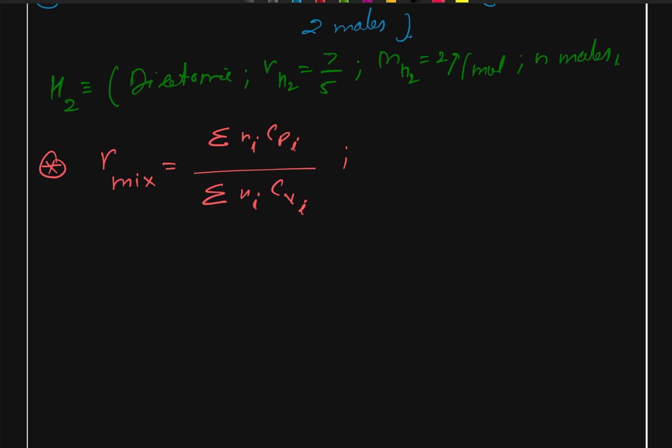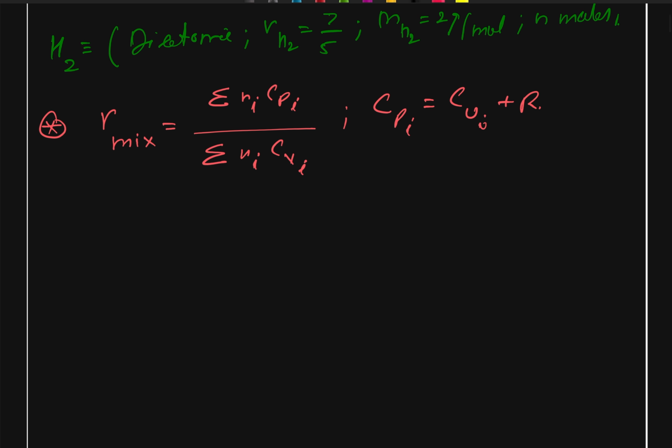And we also know that our Cp is equal to our Cv plus R. And this Cv of i will also be equal to f_i R divided by 2, where f_i is our degree of freedom. Okay.